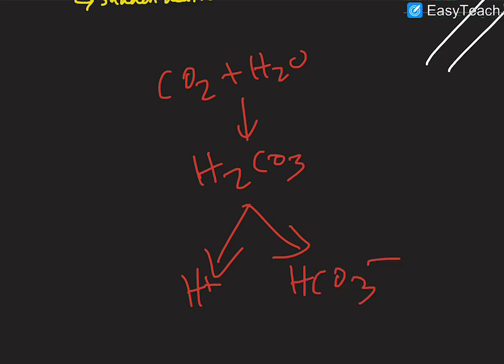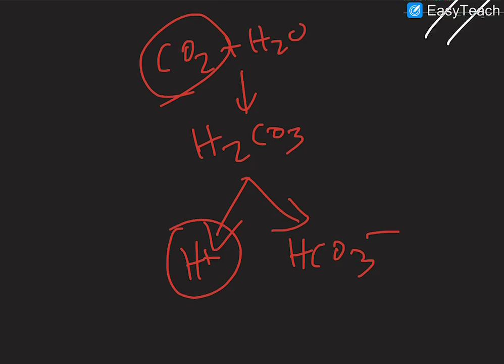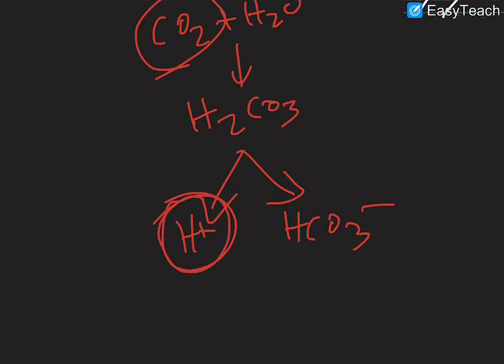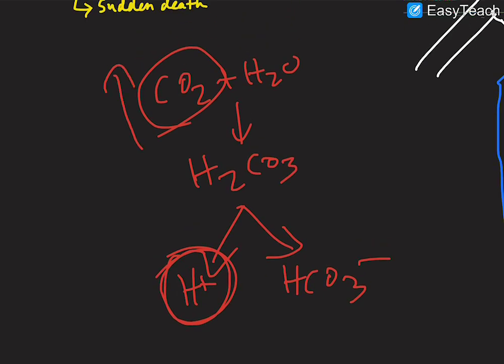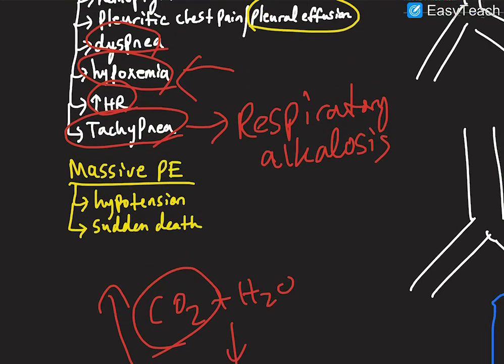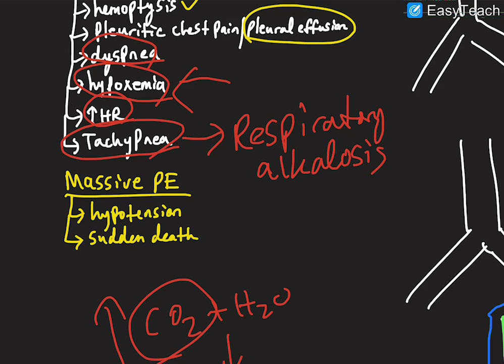So technically, if you're breathing off a lot of CO2, that means you're breathing off an acidotic molecule, right? Because hydrogen protons are acidotic in nature. So if you're breathing off a lot of CO2, that means you're going to be more alkalotic. Okay. So that's why you see respiratory alkalosis.